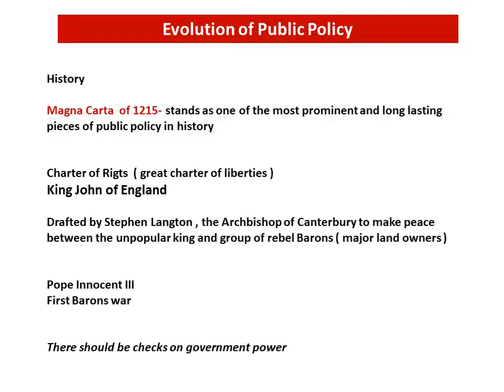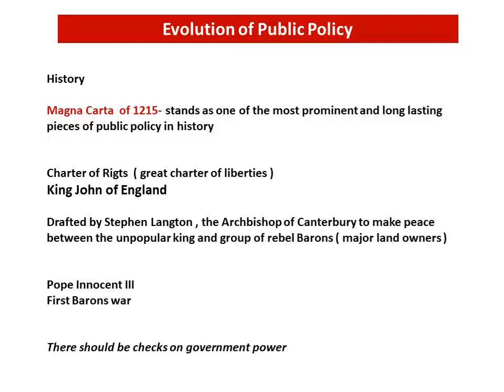There are many major historic public policy documents that help to shape the modern approach to how policy is created. Magna Carta of 1215 can be considered as one of the first evidences of a policy formulation. Magna Carta stands as one of the most prominent and long-standing pieces of public policy in history. It was a Charter of Rights agreed to by King John of England on 15 June 1215. It was the Great Charter of Liberties.